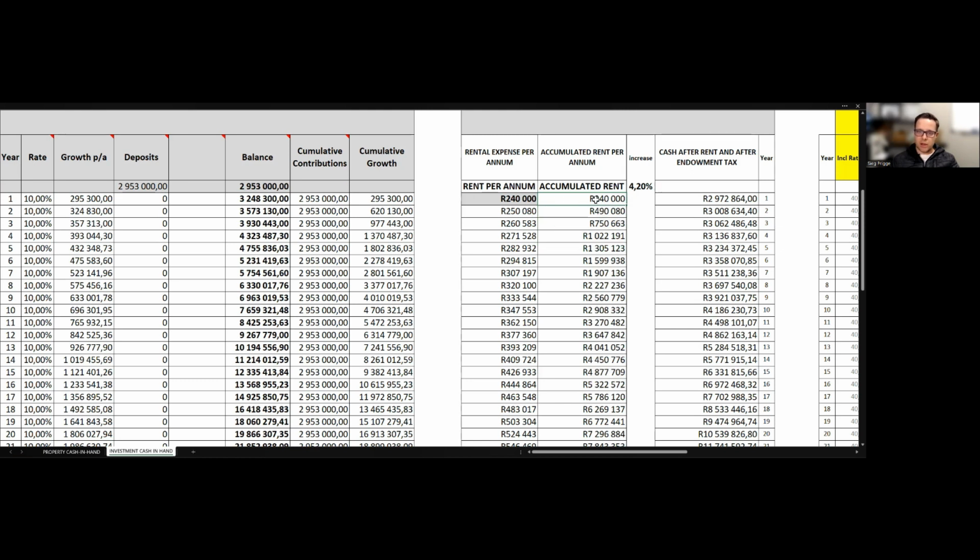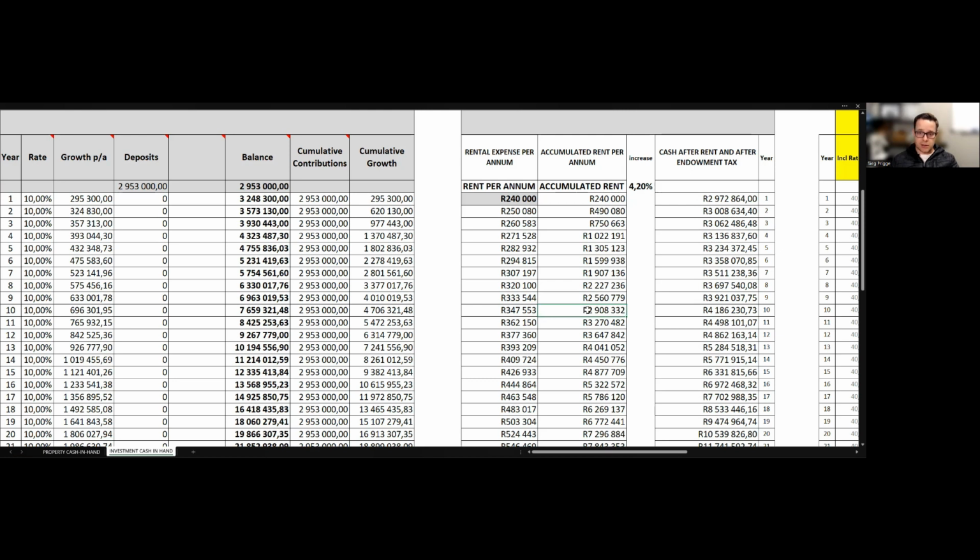So in year 1, the client paid 240,000. In year 2, the client paid 250,080 after the 4.2% rental increase. And once again, this is a market-related national average rental increase that landlords, property owners, are currently getting. So here you can see the accumulation build-up. After 10 years, the client has already paid 2.9 million Rand in rent.